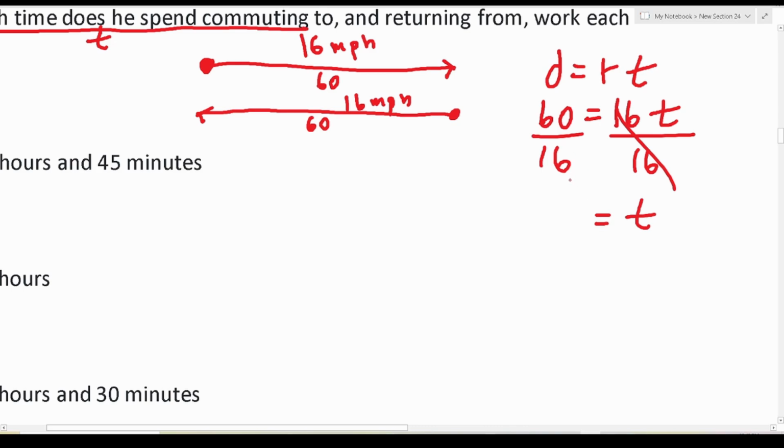If you want to make this math a little bit easier, you can divide 16 and 60 by a common factor of 2. 60 divided by 2 is 30. 16 divided by 2 is going to be 8. And again, if you want to make this math a little bit easier one more time, you can divide 30 and 8 by a common factor of 2 one more time. And this becomes 30 divided by 2, 15. 8 divided by 2, 4. Okay?